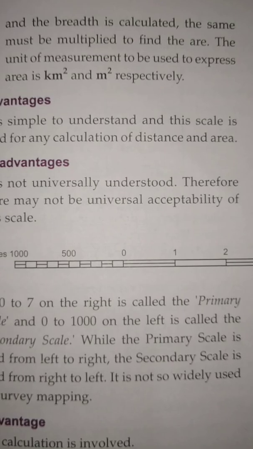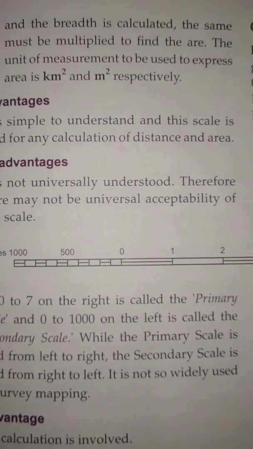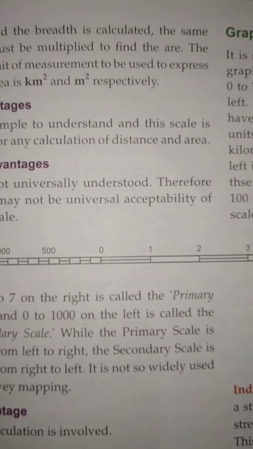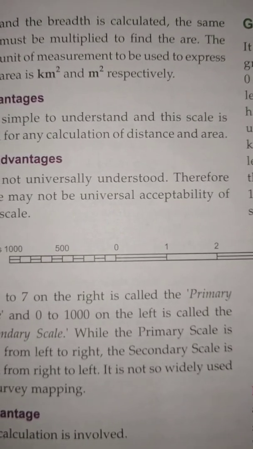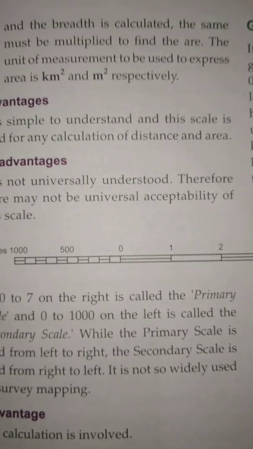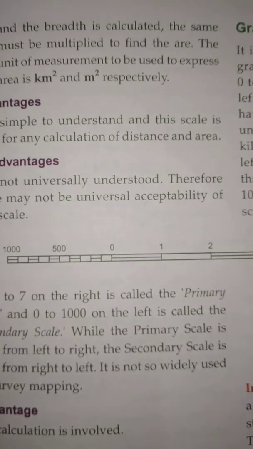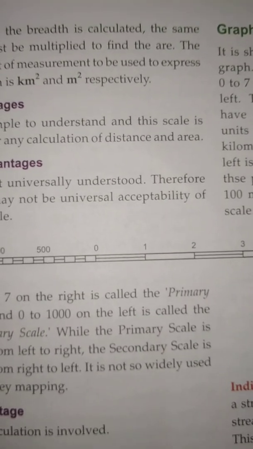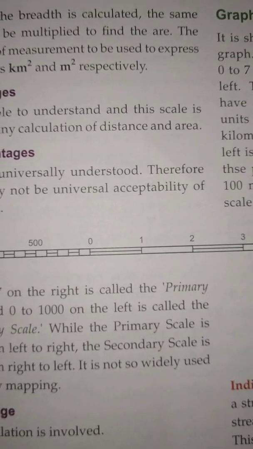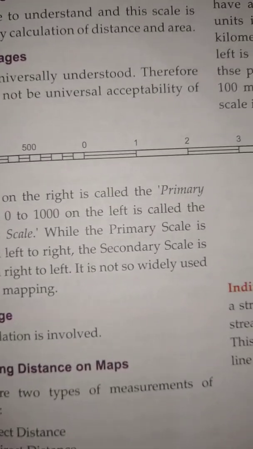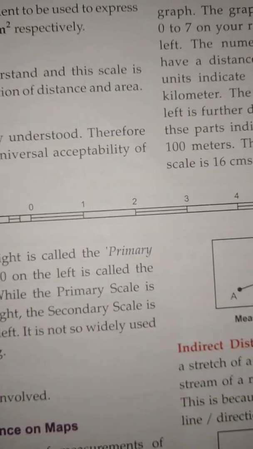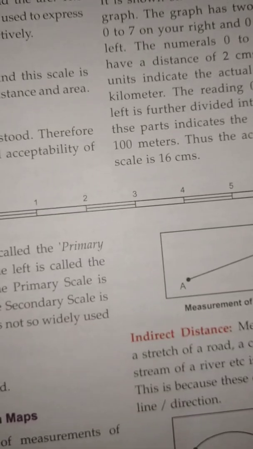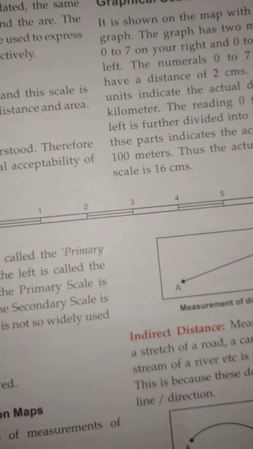Which one is the universal scale? Of course, it is RF, that is representative fraction. It is not the second scale which we were talking about, that is the statement scale. That is the disadvantage of the statement scale, that it is not universally accepted. Now I will show you the third scale, that is called the graphical or linear scale.